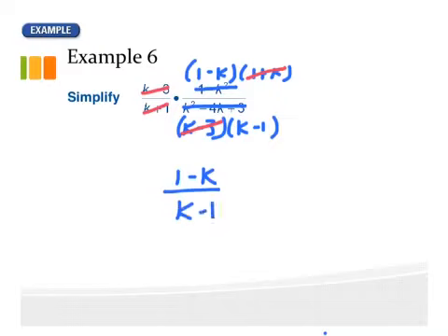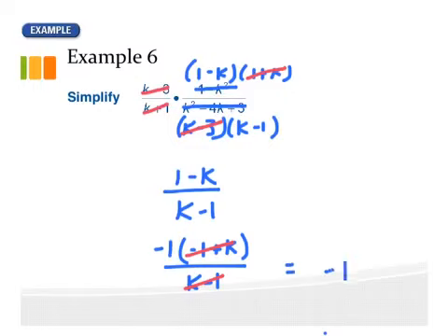Now remember, these are not identical expressions, but you can factor out a negative 1 from either one of them. I'm going to choose to do the numerator, and that's going to become negative 1 plus k, and in the denominator k minus 1. Now, the negative 1 plus k and the k minus 1 are identical, so those cancel, and you're just left with negative 1. That's your answer. Pretty cool.